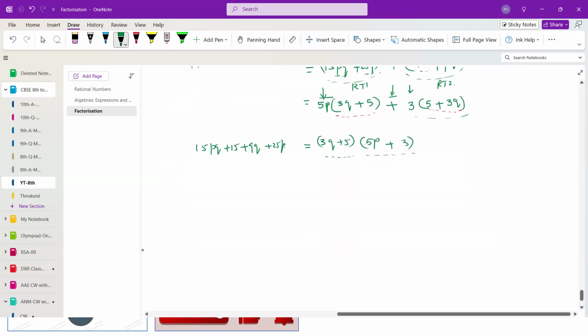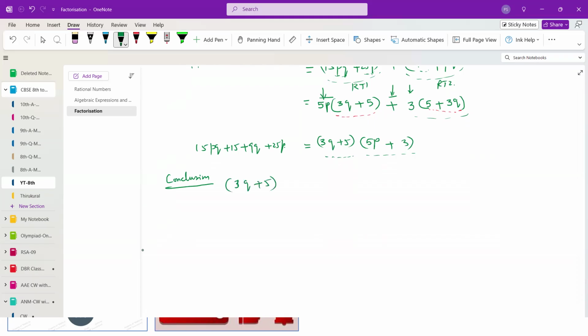So what conclusion do we have to write? The conclusion is: 3q plus 5 and 5p plus 3 are the factors of the given algebraic expression 15pq plus 15 plus 9q plus 25p.